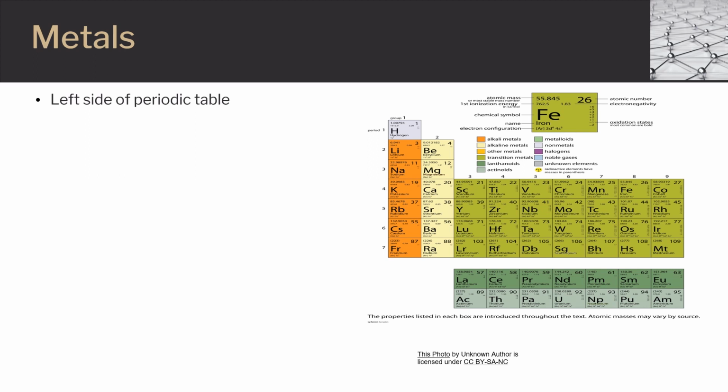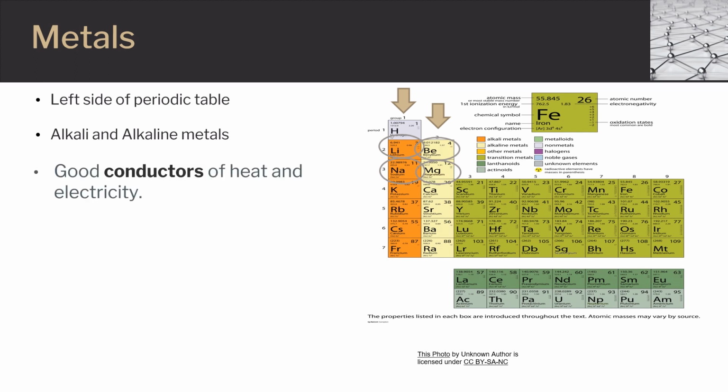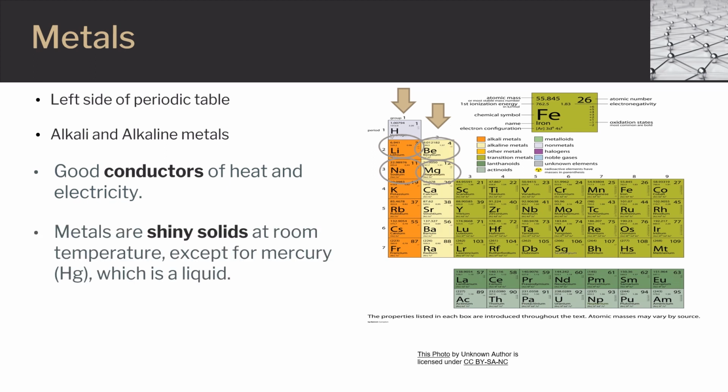What do we see? There's the elements lithium, beryllium, sodium, magnesium, potassium, calcium, rubidium, strontium, cesium, barium, francium, and radium. The elements found in groups 1 and 2 are referred to as the alkali and alkaline metals. They tend to be good conductors of heat and electricity and are shiny solids at room temperature. The only metal that is not a solid at room temperature is mercury, and that is a liquid.